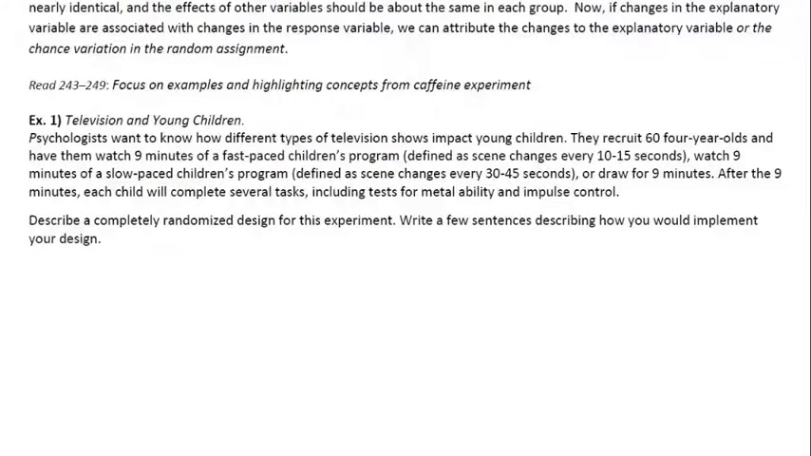First example here, television and young children. Psychologists want to know how different types of television shows impact young children. They recruit 60 children, I'm sure that's difficult to recruit, and have them watch 9 minutes of a fast-paced children's program, defined as scene changes every 10 to 15 seconds, watch 9 minutes of a slow-paced children's program, defined as scene changes every 30 to 45 seconds, or draw for 9 minutes. After the 9 minutes, each child will complete several tasks, including tests for mental ability and impulse control.